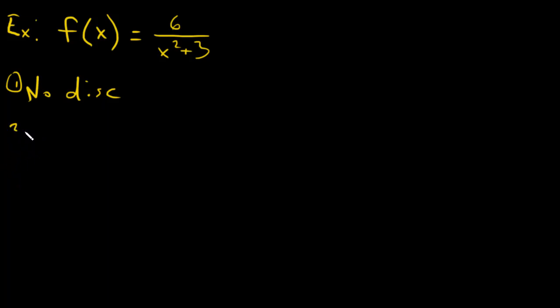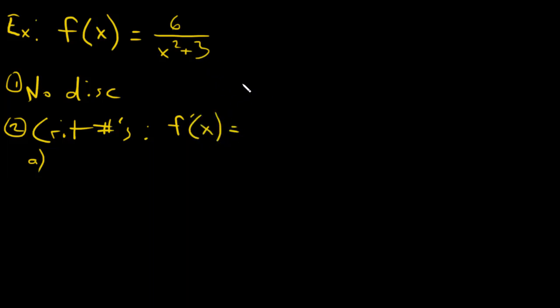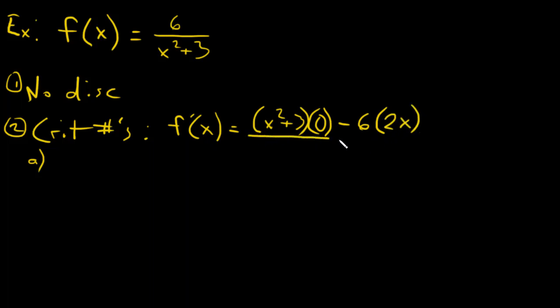Alrighty. So second thing I want to do is find the critical numbers. And so part A, I'm going to look for, well, I need f prime, right? So f prime of x is going to be bottom, x squared plus 3, times derivative of the top. Derivative of 6 is 0. Well, that's nice. Minus the top, 6, times derivative of the bottom, 2x. And all of that over the bottom squared. So x squared plus 3 quantity squared.